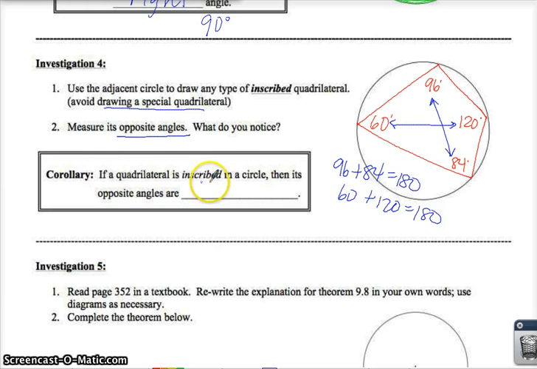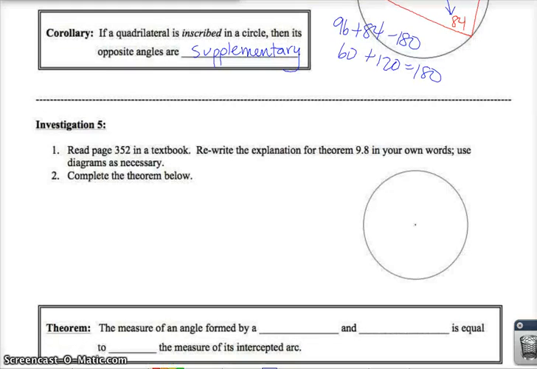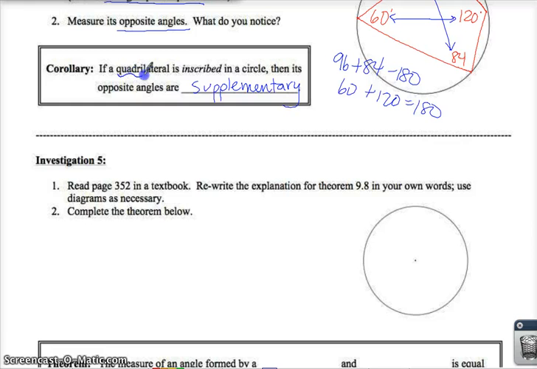So let's complete the corollary. If a quadrilateral is inscribed in a circle, then its opposite angles are supplementary. So there we have it. The opposite angles are supplementary in an inscribed polygon, or specifically a quadrilateral.